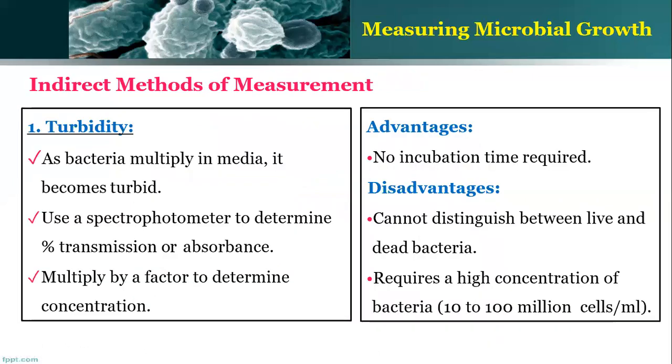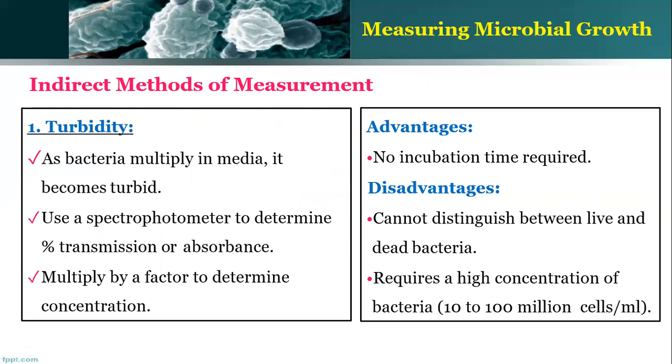Next, the indirect methods of measurement of bacteria. The indirect methods include the turbidimetric method. Here, the turbidity of the bacterial culture that is grown in the broth medium is measured using a spectrophotometer to determine the percentage transmission or absorbance. Based on the absorbance, the turbidity of the bacterial suspension is calculated. And this is multiplied by the factor.